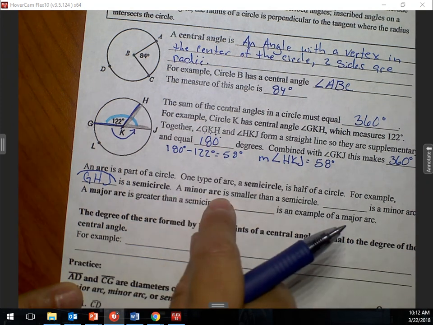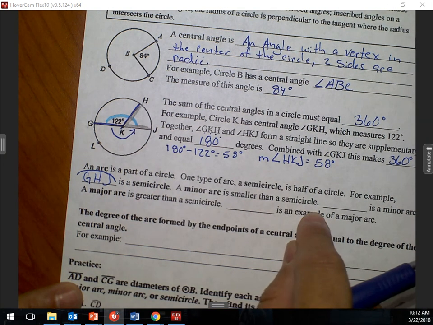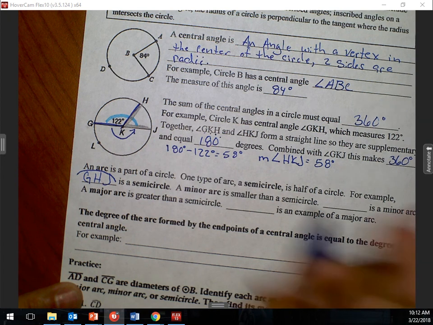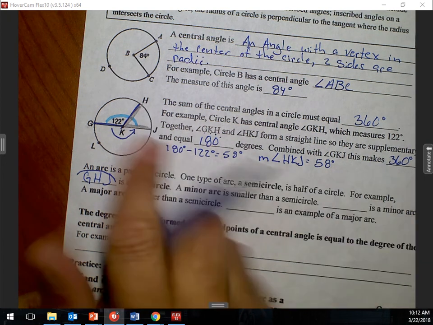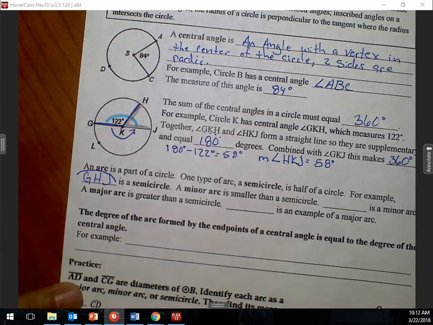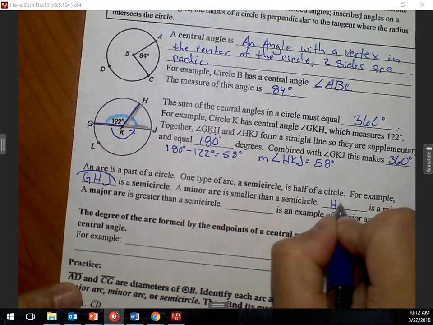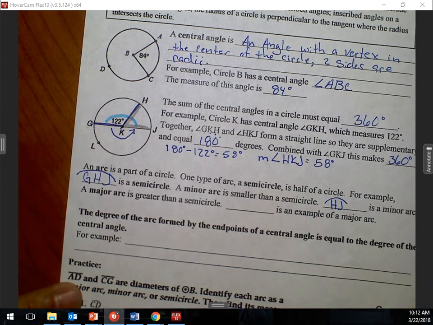A minor arc is smaller than a semicircle. Blank is a minor arc. Give me an example. HJ, that's a very good one. Could I say GH? Yeah, I could have used both. So let's use HJ for this. So HJ is also a minor arc, right?